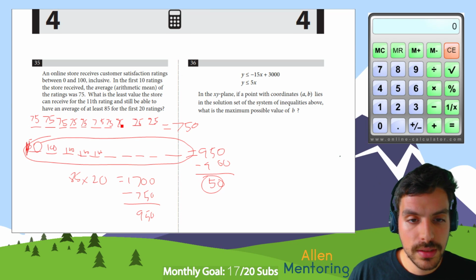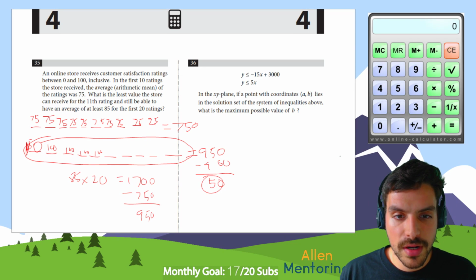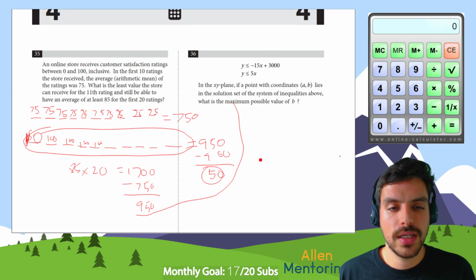Okay. Oops, I kind of infringed on number 36's space here. Okay.